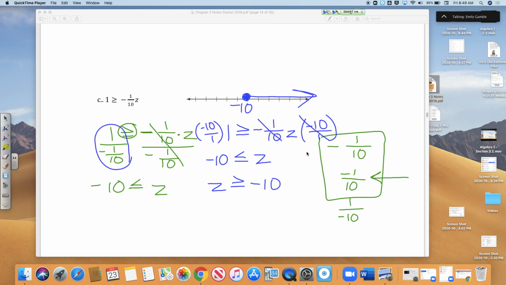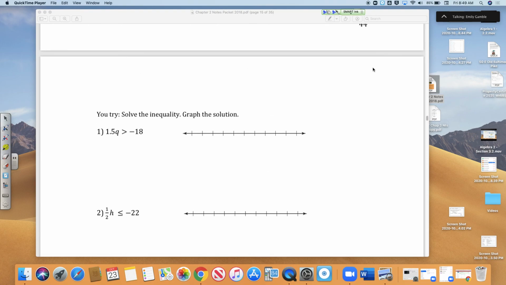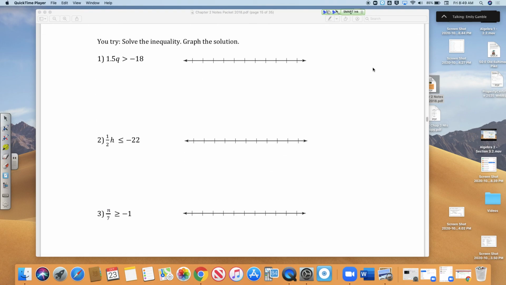So what I want you guys to do now is try the rest of the problems on the next page. There's a page of you try problems. Let's see how many we have. 1, 2, 3, 4, 5. So go ahead and try these and also graph them. And then we will go over these probably next class.